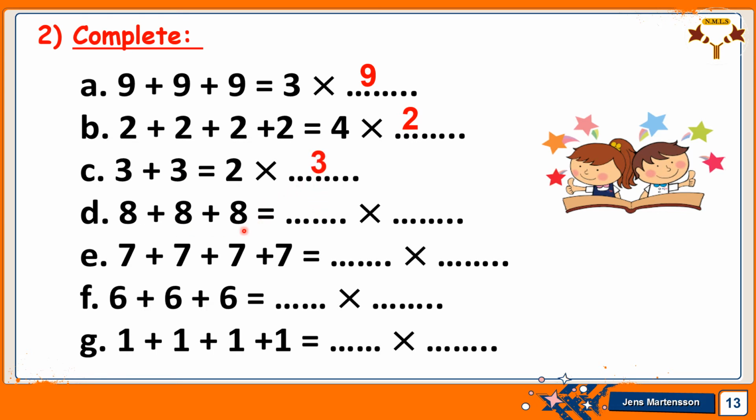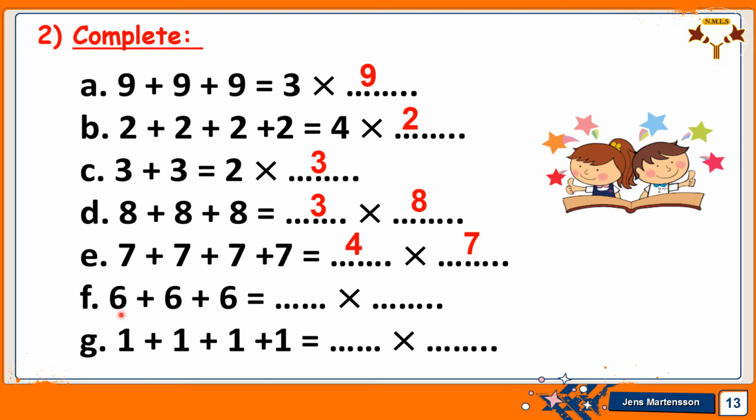And here 8 plus 8 plus 8 means how many groups here? 3 groups of 8. Super. Here number E, here we have 7 plus 7 plus 7 plus 7. That means we have 1, 2, 3, 4. We have 4 groups of 7. Excellent.